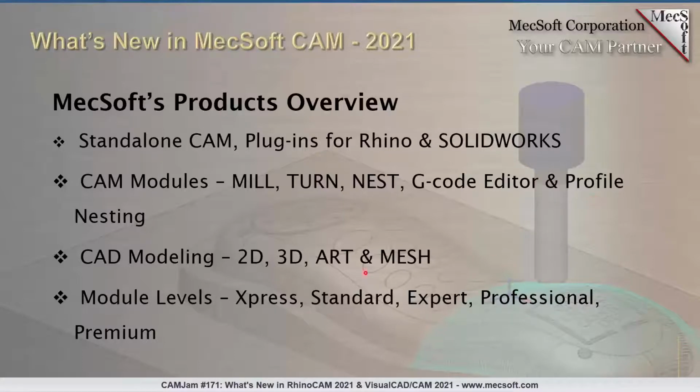We also have CAD modeling modules. As part of the VisualCAD front-end modeler that we ship with the standalone CAD/CAM product, of course, you get all the 2D and 3D modeling. But apart from that, we also have modules called Art and Mesh. The Art module runs both inside VisualCAD/CAM and in RhinoCAM, and it allows you to do some artistic 3D modeling. You could take bitmaps and convert them to 3D models for machining.